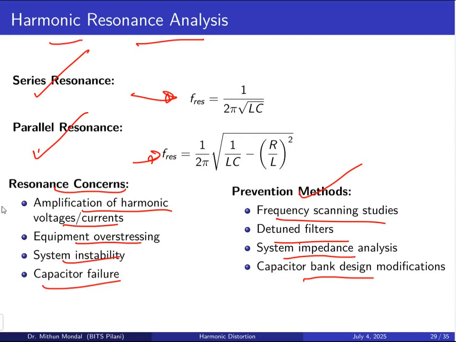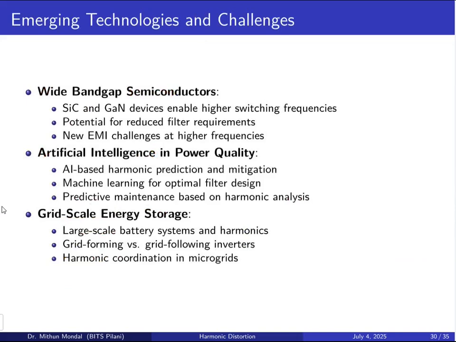So series and parallel resonance, which are more general in the system because there will be amplification of the current and the voltage. Now, the existing emerging technologies and challenges which are basically using the wide bandgap semiconductors comprising silicon carbide and gallium nitride devices, this will enable high switching frequencies, and there is a potential for a reduced filter requirement. So new EMI challenges at higher frequencies.